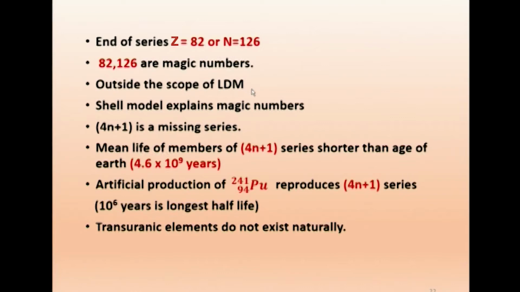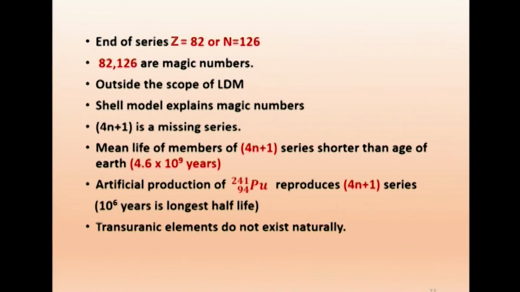The first model which came is the liquid drop model, LDM, that is a classical model, and there is no closure effect, that is, there is no shell structure at all. So, the whole nucleus is considered to be like a liquid. Then we can't understand why these certain numbers are stable. So, outside the scope of the liquid drop model, the shell model will explain the magic numbers. Later on we will be discussing the shell model of the nucleus.